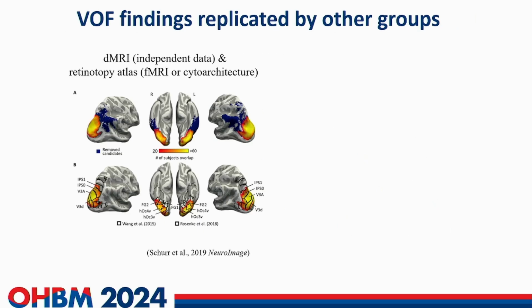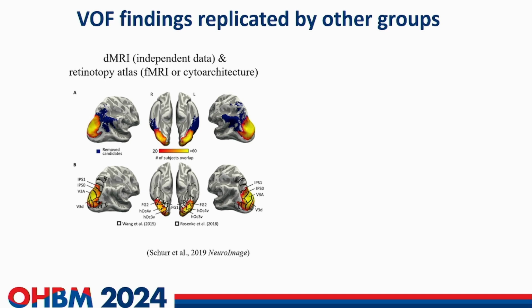Luckily, this type of finding has later been replicated by a couple of other groups. This is a paper by Yeatman and colleagues. They used different, independent diffusion MRI data with a cytoarchitectonic-based parcellation scheme and a larger number of subjects. They reported dorsal endpoints of the VOF near V3A, V3B, and surrounding intraparietal and V3 areas.